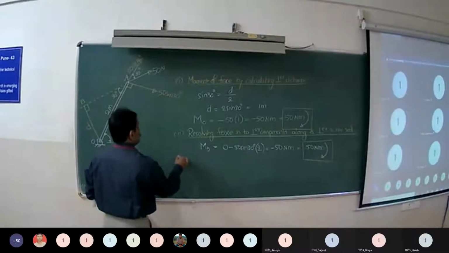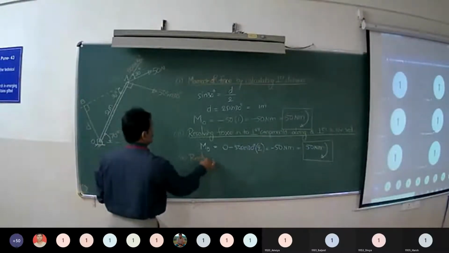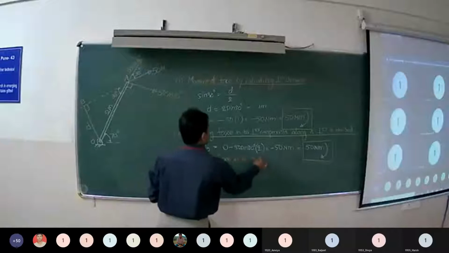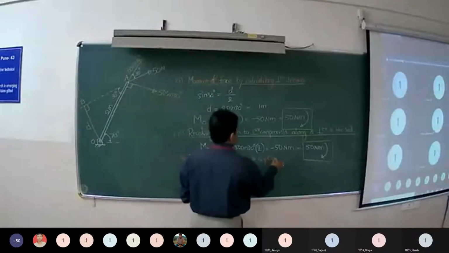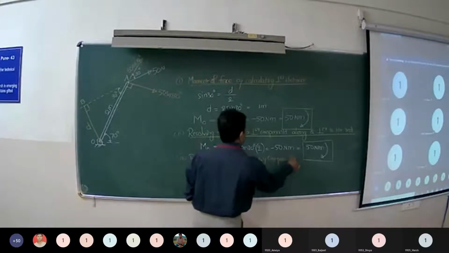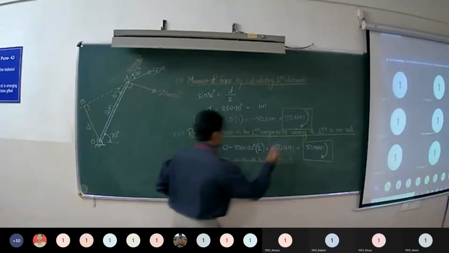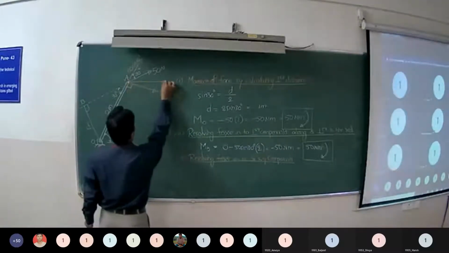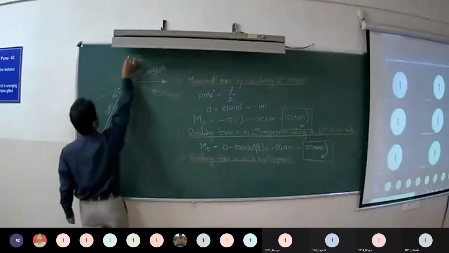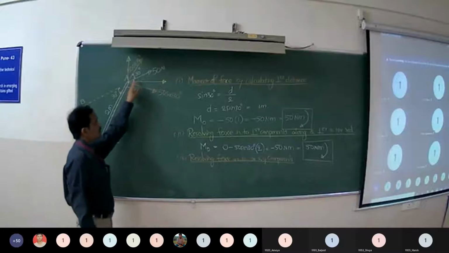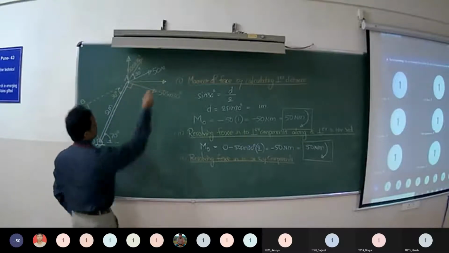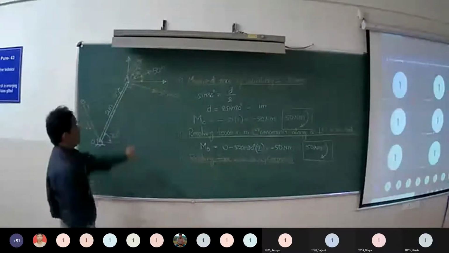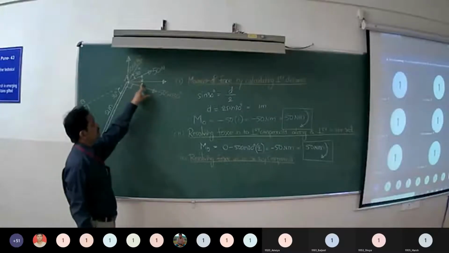Now we are going to resolve the force into x and y components, horizontal and vertical components. So I am resolving this 50 Newton into a horizontal component and a vertical component. To resolve a force into its components, you must know the angle made by the force with respect to horizontal or vertical. What is the angle made by 50 with respect to horizontal?